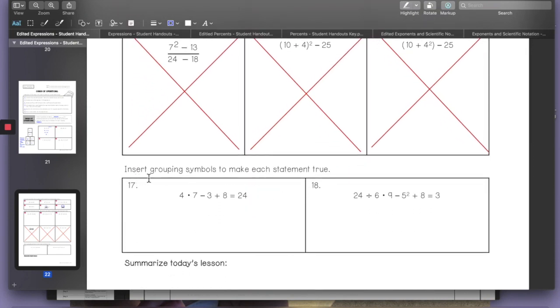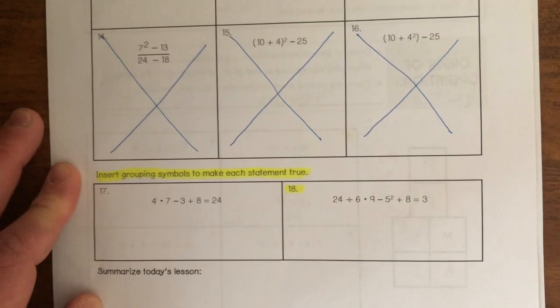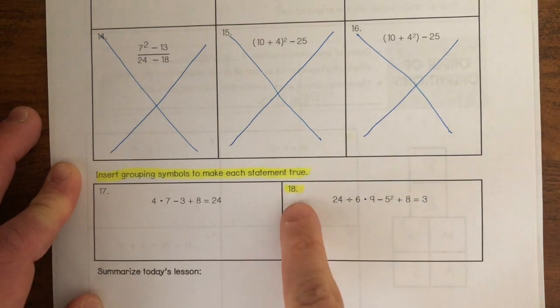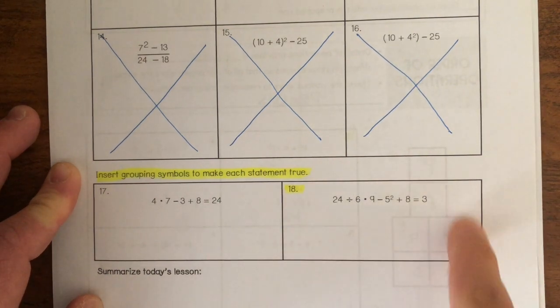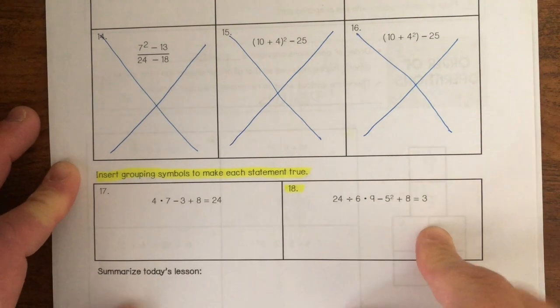We need to insert grouping symbols to make each statement true. This is a very challenging piece of questions. If you don't know how to do this, you can email me, and I can always send you another video, or I will splice in a video into this one. On the last part of your worksheet, number 17 and 18, I thought 18 was a harder problem, so I'm going to model this one for you.